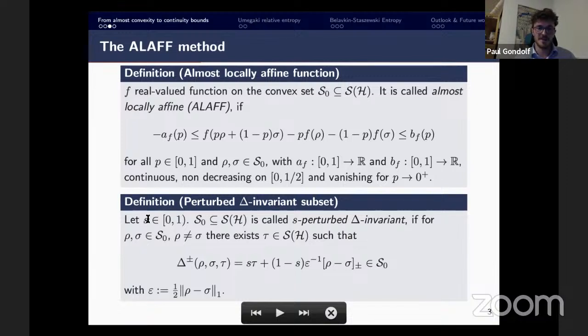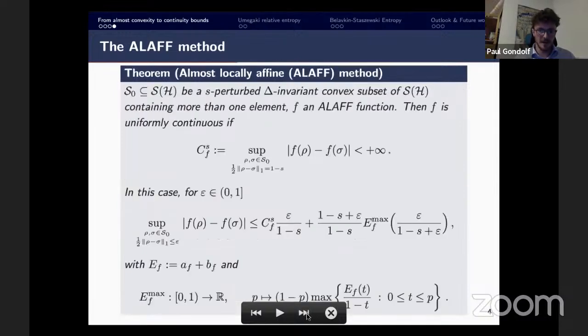So let me just dive into the definition here. We first of all fix the perturbation parameter, then we again take a subset S0 of our quantum states, and then we call it perturbed delta invariant if for two states in S0 that don't agree, there exists a third state, and it's relevant that for both the plus and minus version, this tau state is the same. So there exists a tau state such that these delta plus and minus states created as such again lie in S0. Okay, and now we're ready to state the ALAF theorem.